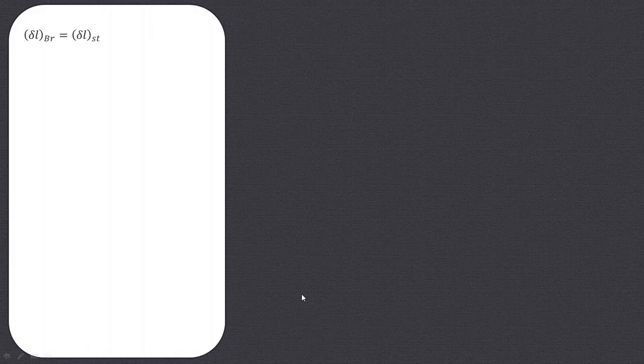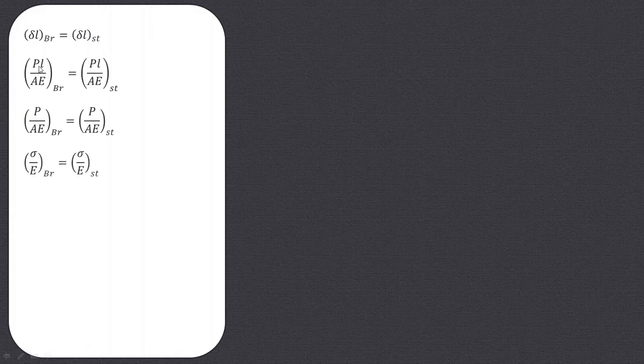So PL upon A of brass is equal to PL upon A of steel tube. Length is same, so that length will get cancelled from the left hand side as well as from the right hand side. So it will be only P upon A of brass is equal to P upon A of steel. Now this P upon A is nothing but sigma.